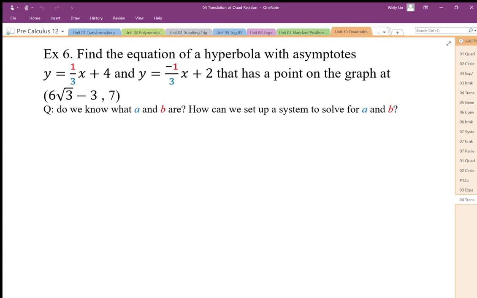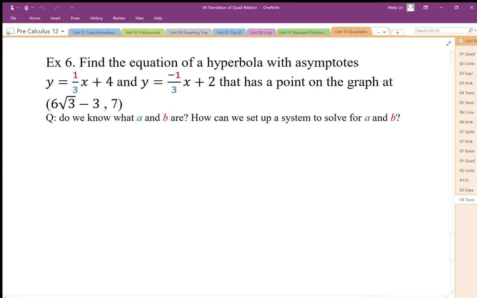This problem here is similar to the one we did the other day. You're given the equations of the asymptotes, and you're given a coordinate on the graph, and you need to find the equation of that hyperbola. So there's some important information that I need to figure out here. First of all, I'm just going to sketch this graph.